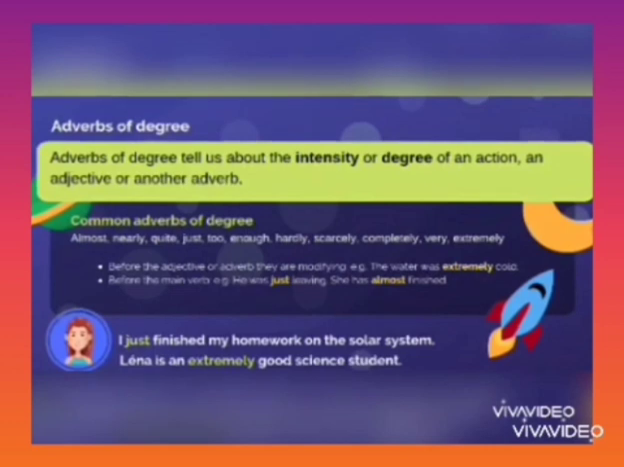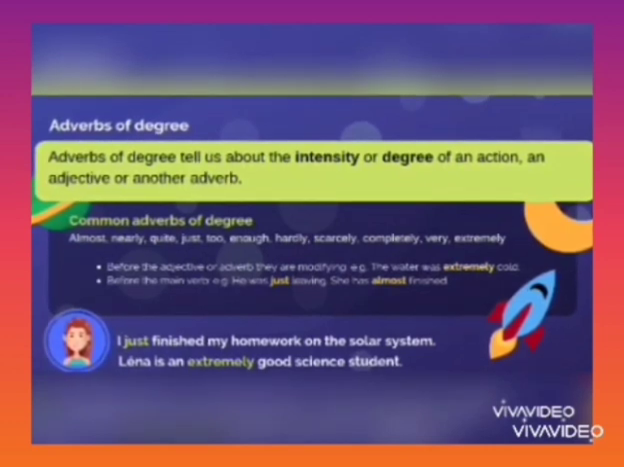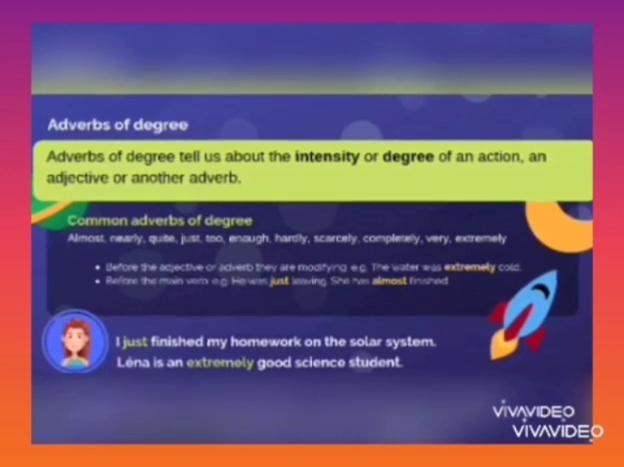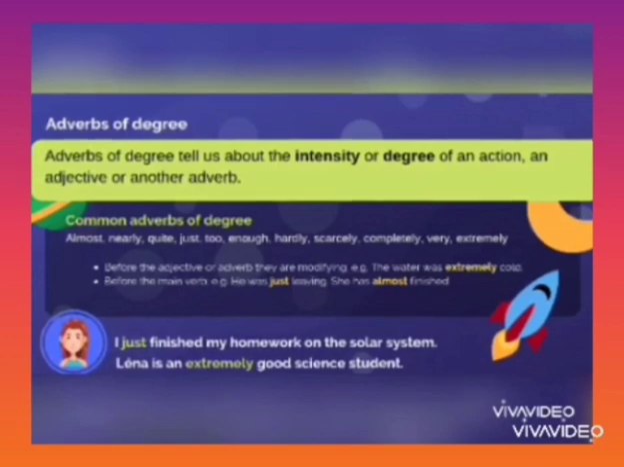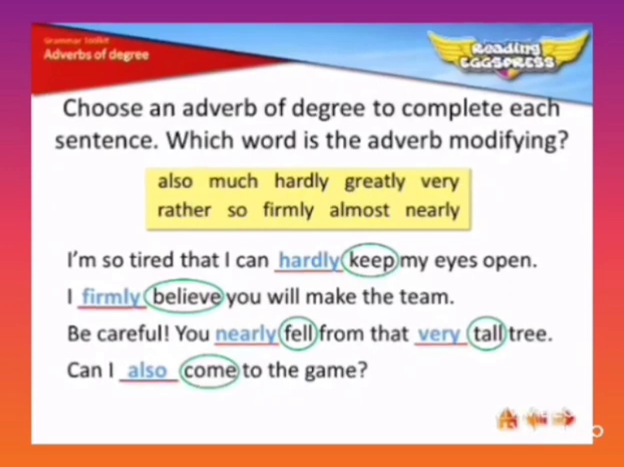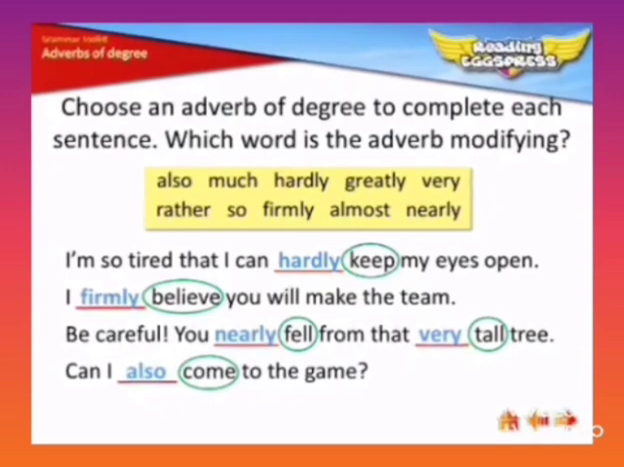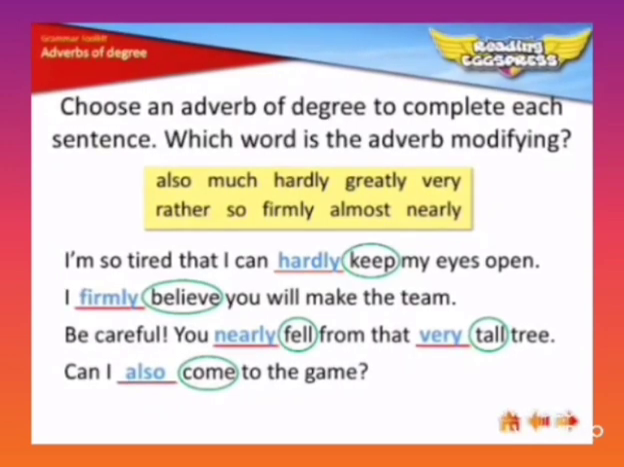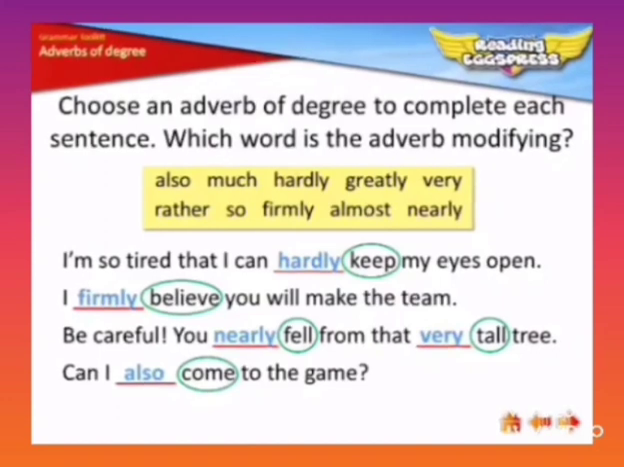So some common adverbs of degree examples are given here. Look: almost, quite, just, too, enough, hardly, very, extremely. These are the examples. Choose an adverb of degree to complete each sentence. And which word is the adverb modifying? I am so tired that I can hardly keep. Here the word hardly is an adverb. It modifies the verb keep.